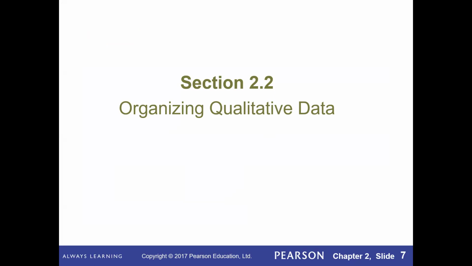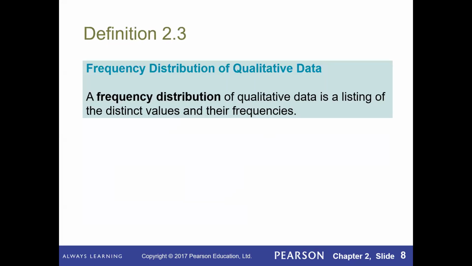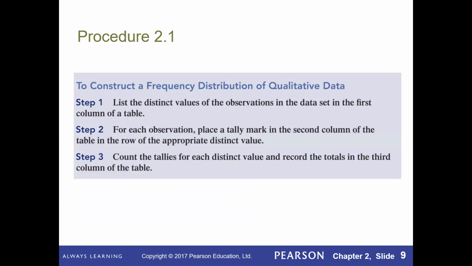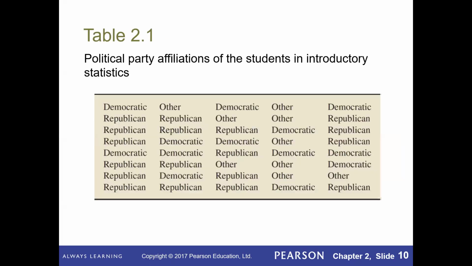Now let's move on to organizing qualitative data. So qualitative data can be organized using frequency distribution, which lists the values and their frequencies. And this is a procedure for constructing a frequency distribution. You list distinct values in the first column of the table, and then in the second column you mark a tally for each observation that lies in that specific value, and then you count the tallies and record the frequencies.